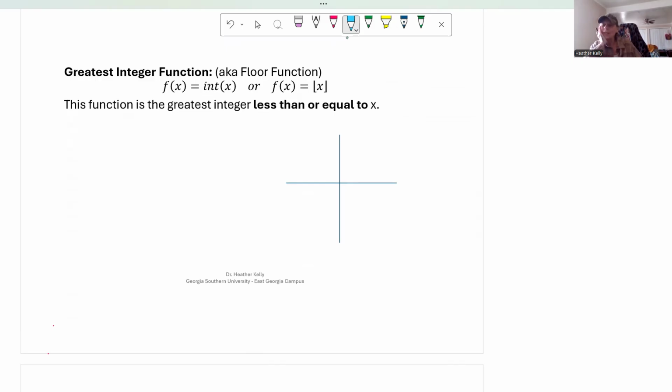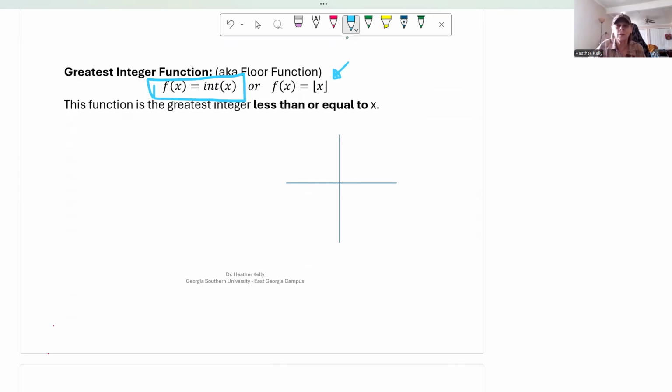So I'm just going to introduce this other function. It's called the greatest integer function. It's also known as the floor function, and it can be written in two different ways. The most common nowadays is that you see it with this int word in it, but back in the day, this is how it used to be represented to me. And the idea is that it is the greatest integer less than or equal to whatever the x is.